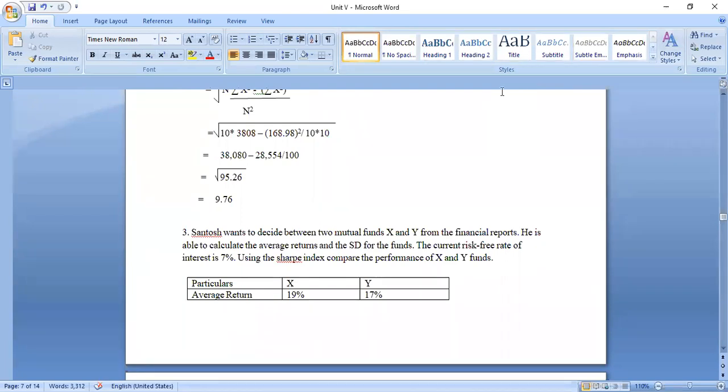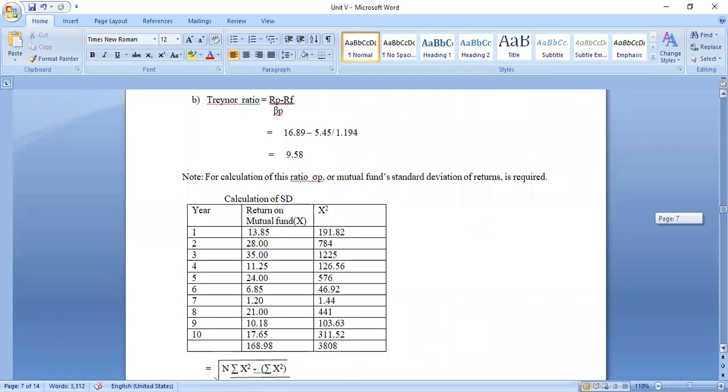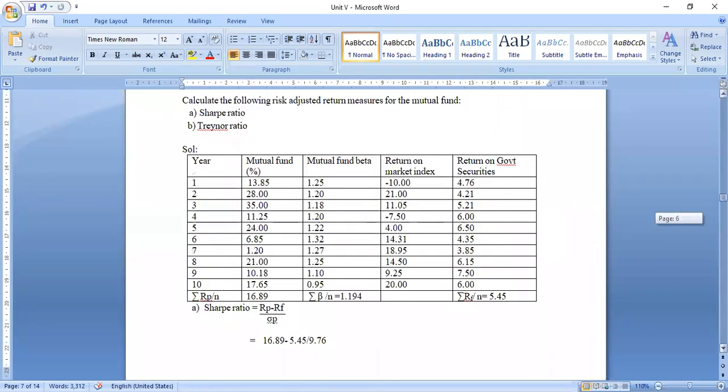So here there is one question. We don't require that fourth column value, then why have they given it in the sum? Is it to confuse us? If they had added it for comparison of mutual fund performance, then we would need this fourth column of return on market index. Else we don't need it.